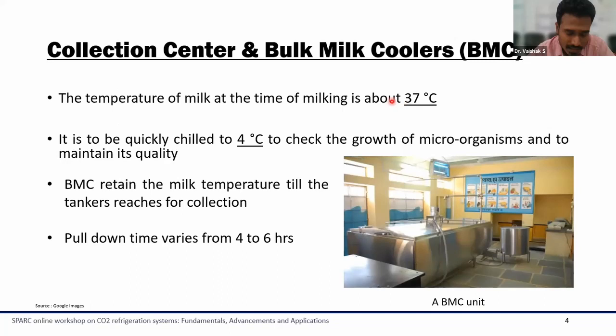Generally, when we extract this milk, it is at a temperature of 35 to 37 degrees Celsius, and it has to be chilled to 4 degrees Celsius to check or reduce the growth of bacteria, which will reduce the quality of this milk. So the image which you see is a photograph of a BMC.